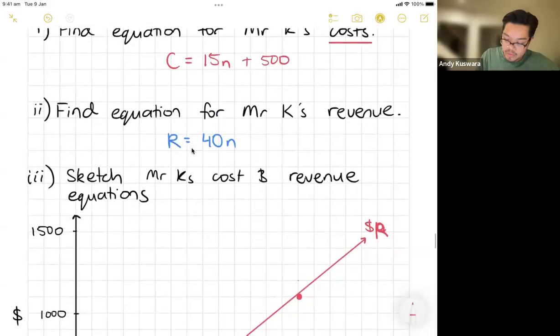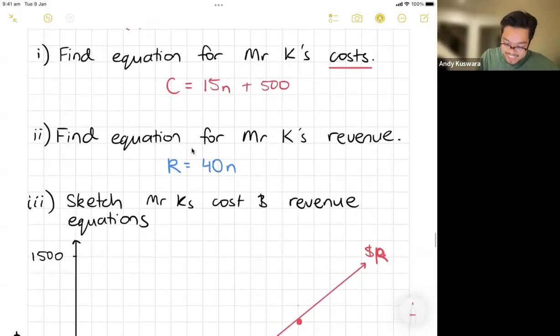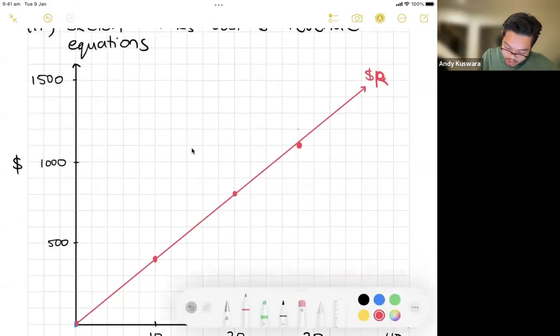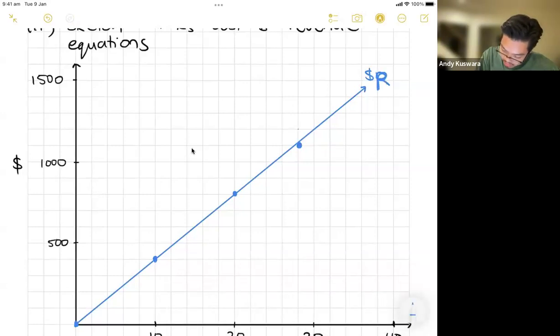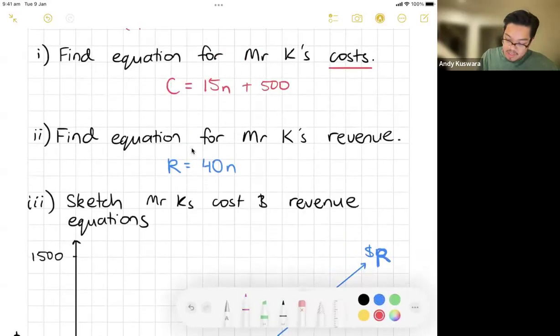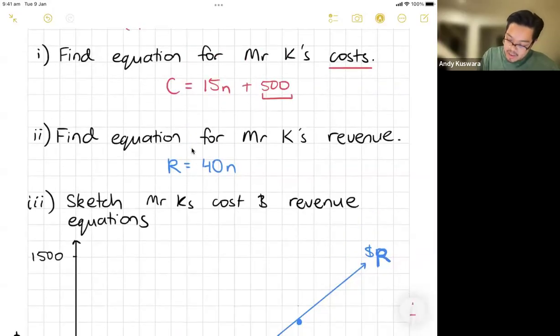Now, if I'm talking about the, wait, I think I was right. That's my revenue. And I think I just wrote cost. Did I? Yeah, it was blue. And that just should have been R for revenue. Okay, that is revenue.